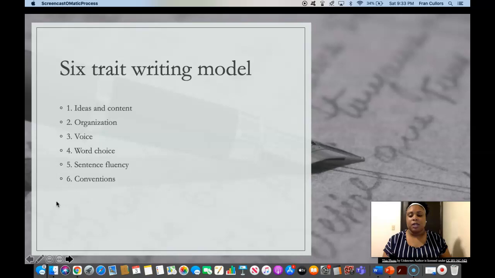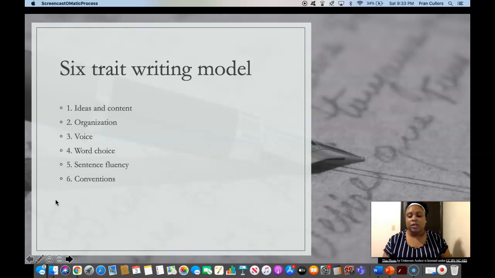Now we have organization. For organization, you're going to be focused on the structure of the writing. This includes the writer's ability to hold central meaning throughout the document, so the writing isn't all over the place. The paper moves really smoothly from beginning to end.